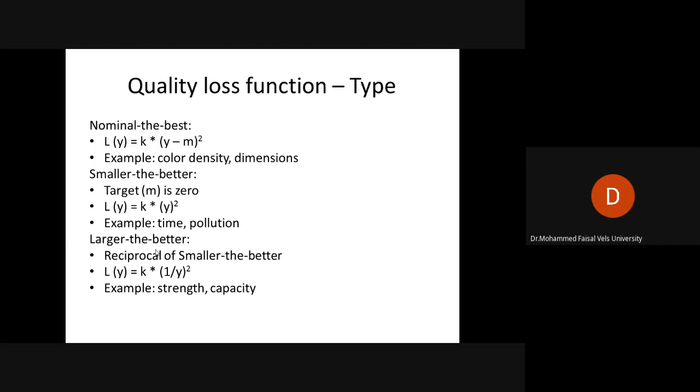For example, strength. If you want to manufacture any bridge, if it has more strength, then it is better. If it is a car, then strength is important, capacity is important. If it is larger, then it is the best. These are the quality loss functions which we talk about.